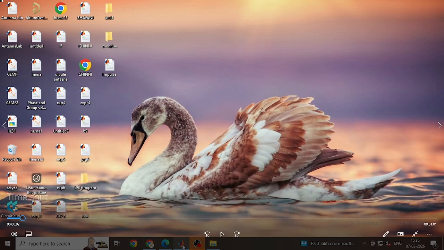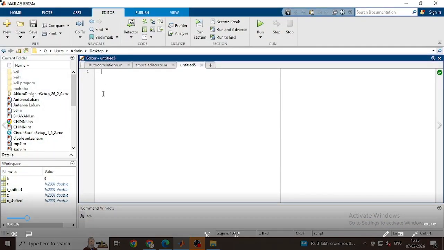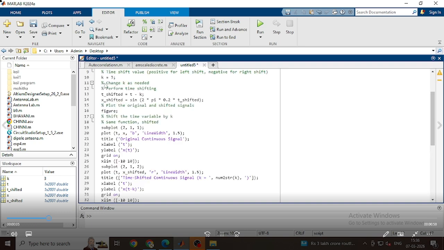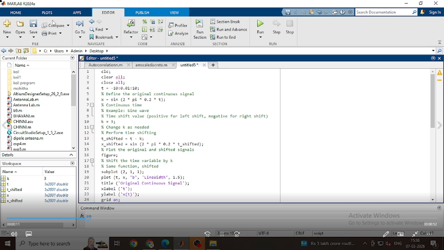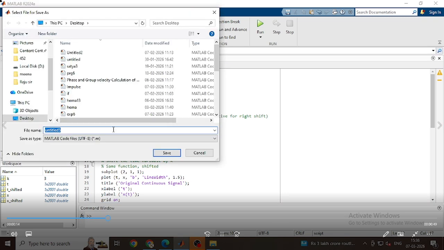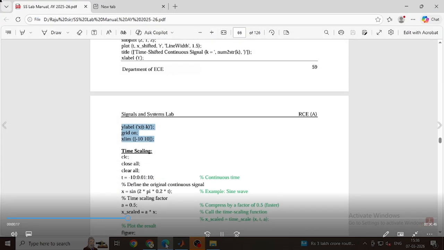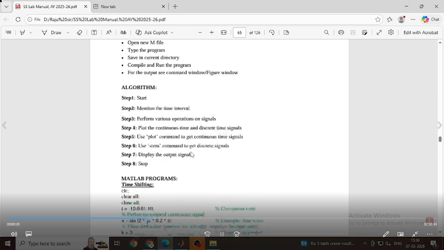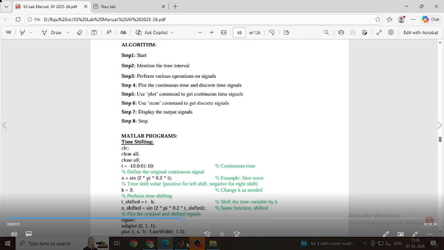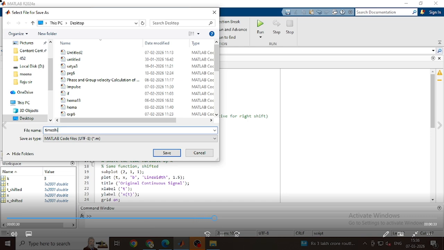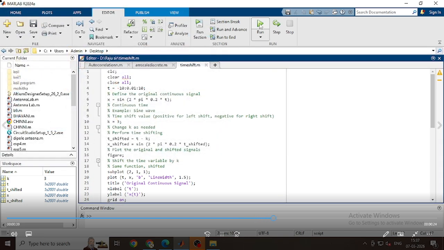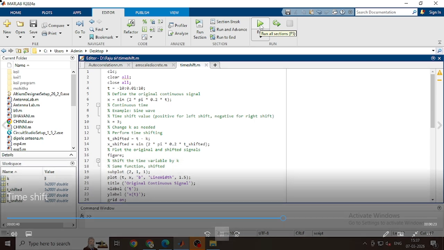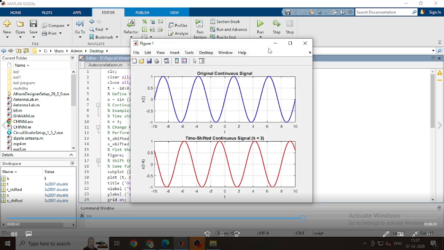So the same thing we need to execute on MATLAB. First we need to open MATLAB, and we'll get the editor like this, and the same code we need to write here. After writing this code, save it. Any folder you can save it. I am saving it as time shifted.m in my folder only. Then the run option is on the top side, the green button. We can click on that, and we'll get our shifted output signal.